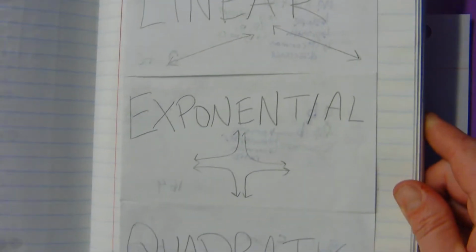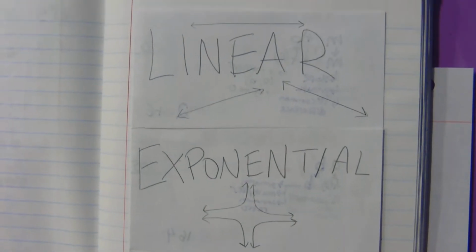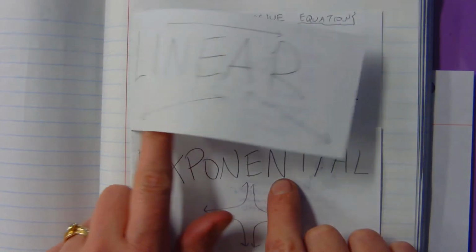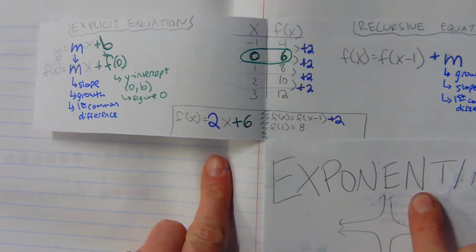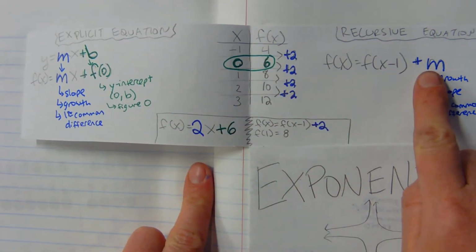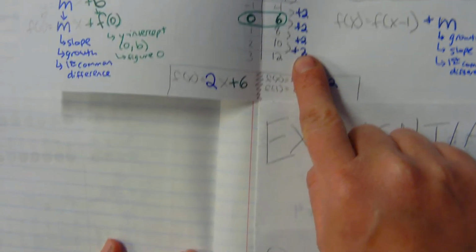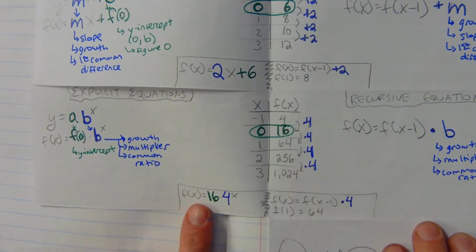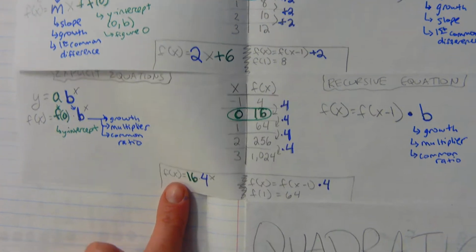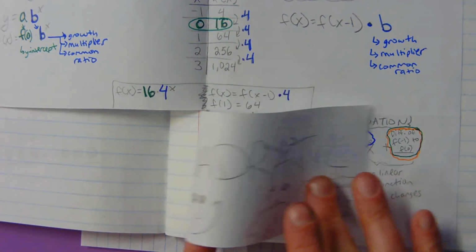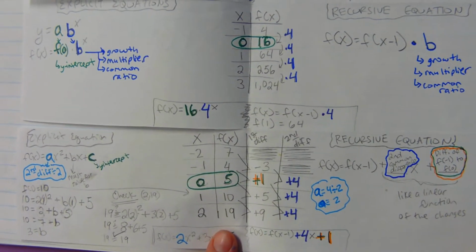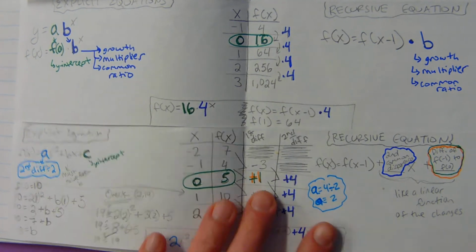This video is going to make a foldable that you're going to put in your composition book that will look like this. And we have linear functions. We're going to focus on explicit and recursive equations with an example. We have exponential functions we're going to focus on. And then we have quadratic functions. That's a new word, quadratic functions, which we're going to focus on.